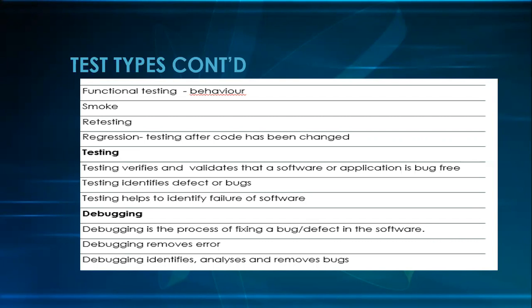Then you do a regression testing. What is regression testing? Testing after code has been changed. Because they have done a fix here, they have changed some code, they have fixed something. So we want to ensure that everything else is not affected, that the other things that were there before have not been affected. That's the reason you do a regression. So these are types of testing.